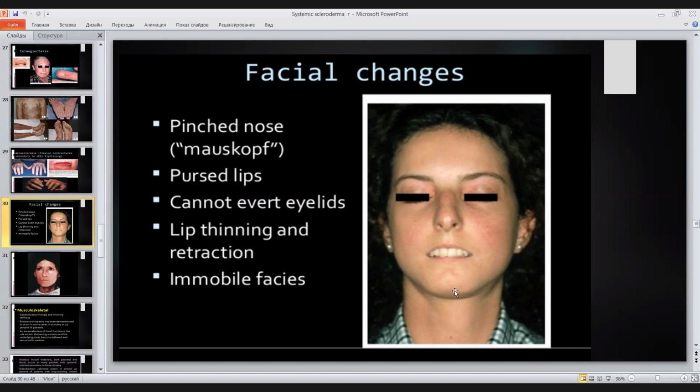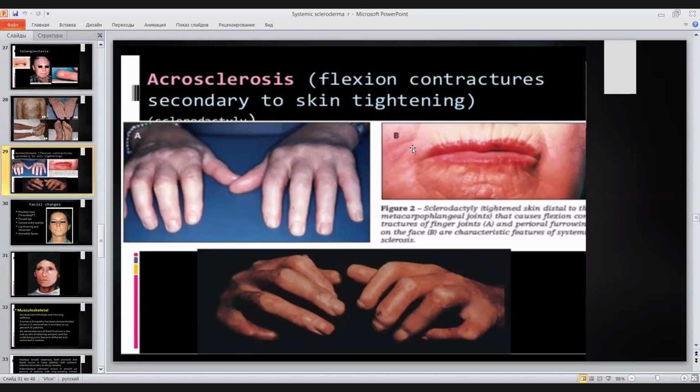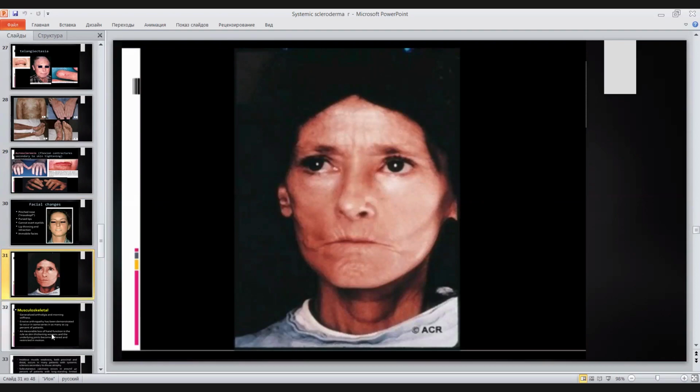And look, remember this face, students, and look here, this face. Again, pinched nose, pursed lips, and immobile face. In common, if a patient has had systemic scleroderma for a long time with acrosclerosis, the face of the patient will look a little bit alike due to specific symptoms. Again, look here, these lips, they all look a little bit alike. It's about skin change, students. It was about skin change.